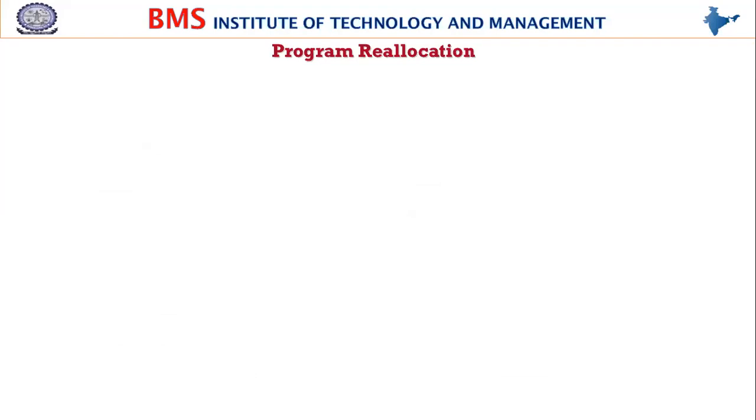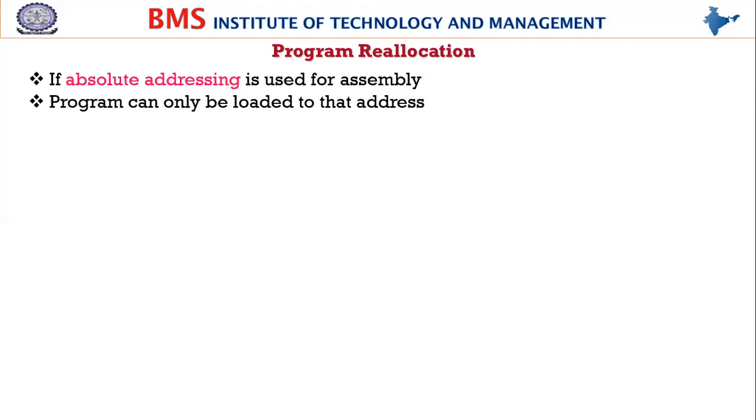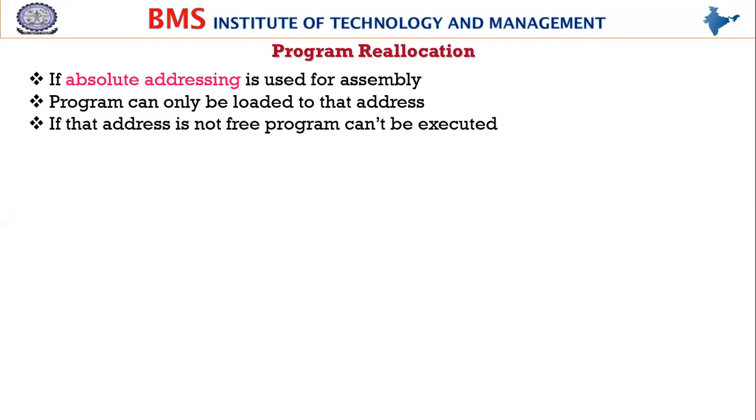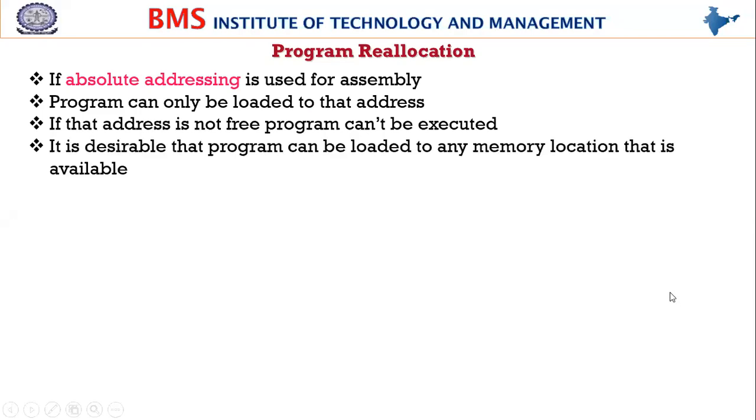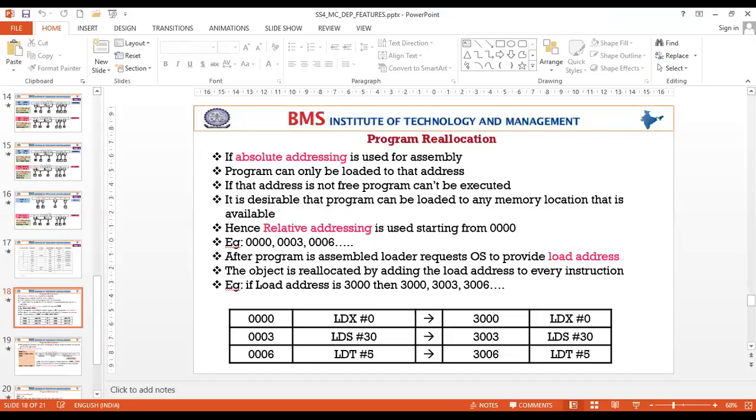Very important concept, usually asked many times in the machine independent assembler features. Program reallocation. What program reallocation specifies is, if absolute addressing is used for assembly, the program can only be loaded in that specific address, which is actually impractical. So for that reason, we usually go for what? Relative addressing, right? Desirable is the program that can be loaded into any memory location that is available. So we are going for relative assembly, right?